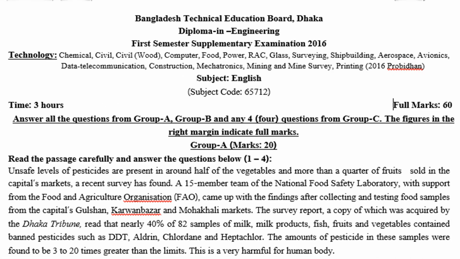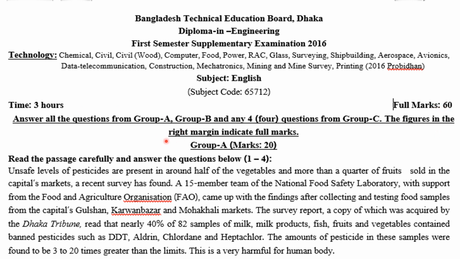Now, dear learners, we can see a sample question, taken from the Bangladesh Technical Education Board, Dhaka, Diploma in Engineering. It is for the first semester supplementary examination, not a semester final. It has a technology subject code, time 3 hours, and full marks 60.